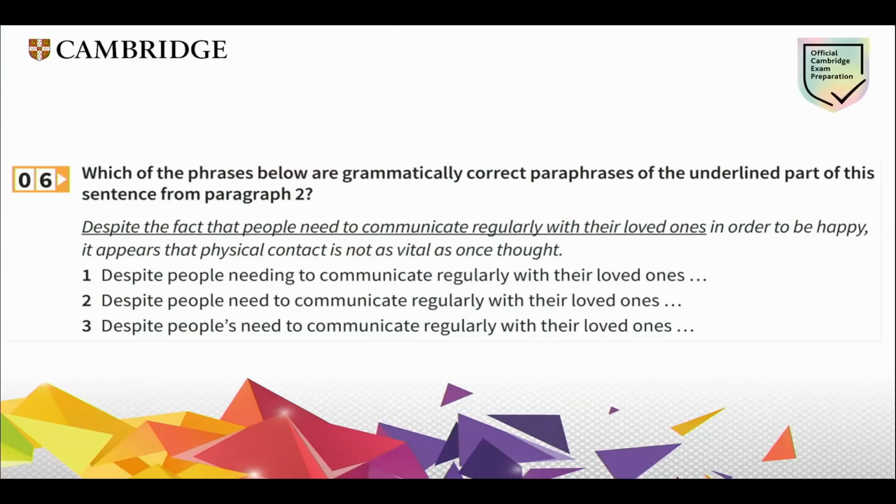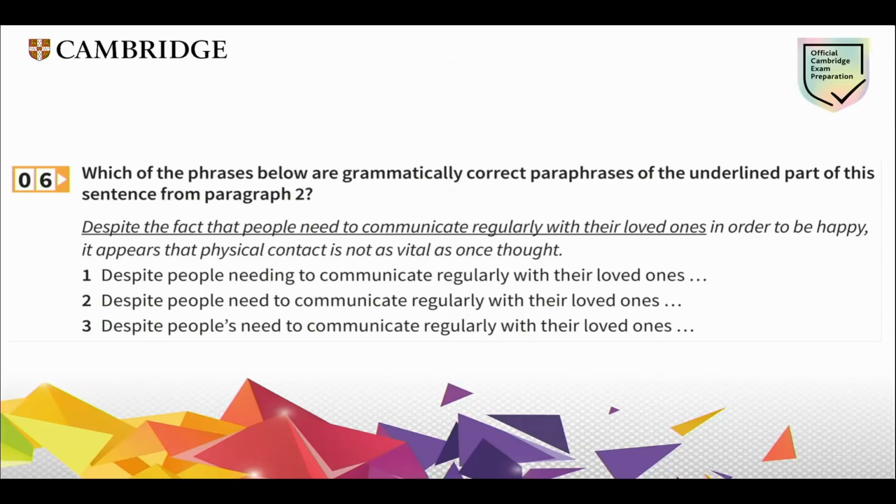You have a model essay that they look at and they think about what to do. And this sentence here in italics and underlined is taken from that essay. And it asks them to find what are the grammatically correct paraphrases of that underlined part. Despite the fact that people need to communicate regularly with their loved ones in order to be happy, it appears that physical contact is not as vital as once thought.